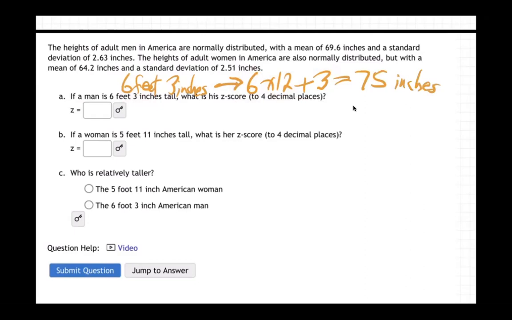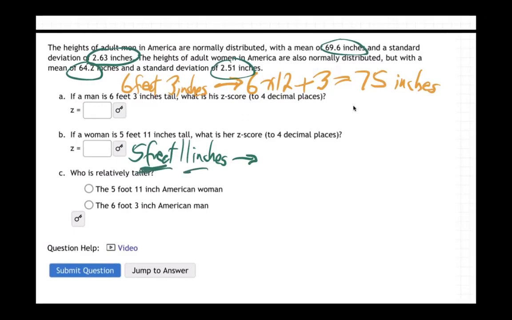Let's do the same thing for the woman down here. She's 5 feet 11 inches. So we have to convert to pure inches. We don't want a mix of feet and inches. It'll mess us up. Why? Well, because everything else is just straight inches. See how that's inches, that's inches, that's inches, and that's inches. Everything else is just straight inches. So we've got to get the feet out of there.